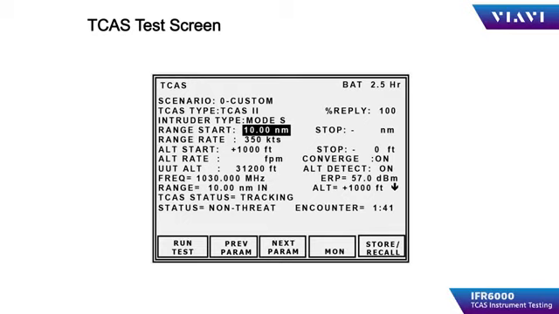Pressing the TCAS instrument key initiates the TCAS test instrument. The IFR6000 can be used for over-the-air testing of the aircraft systems.